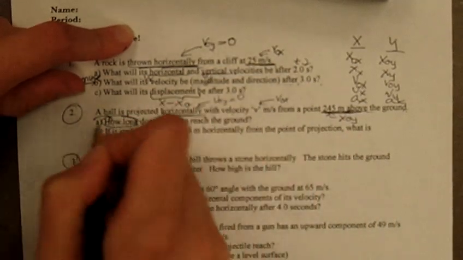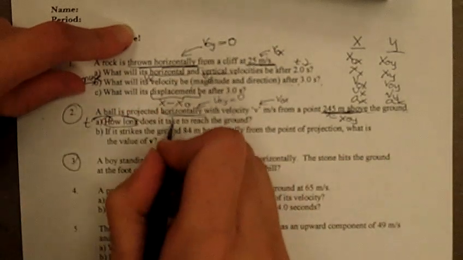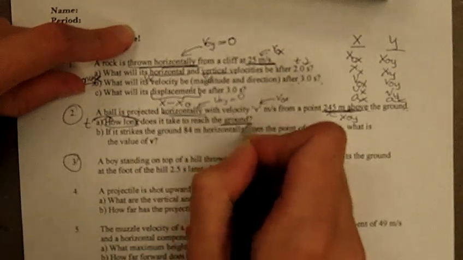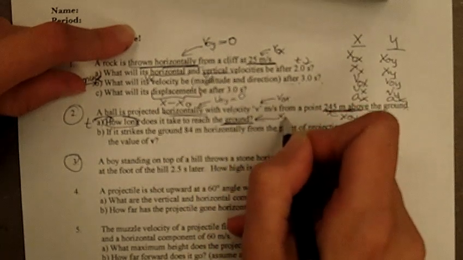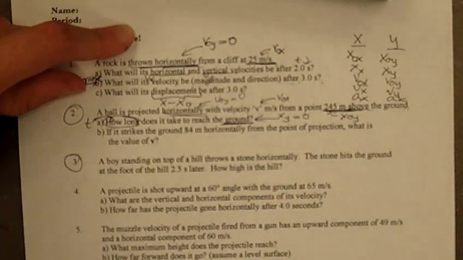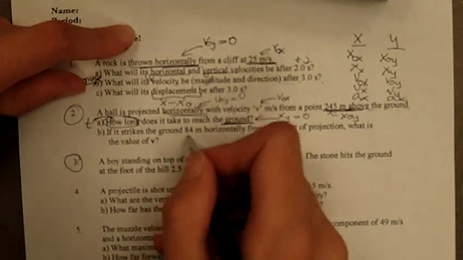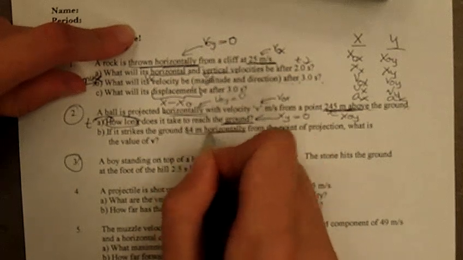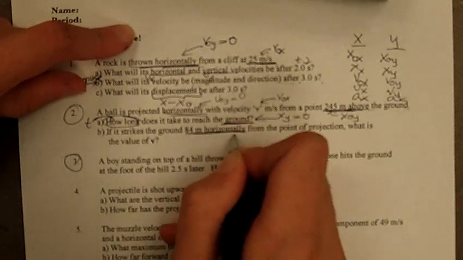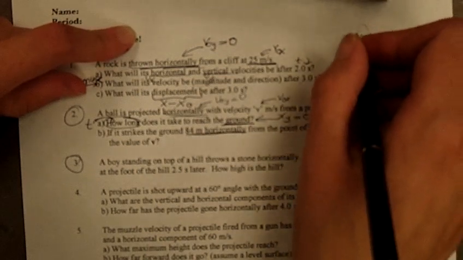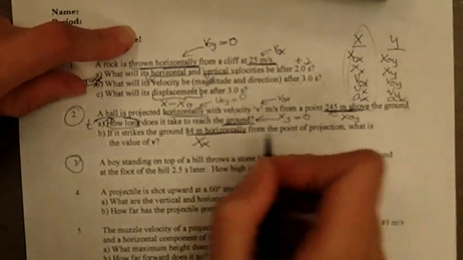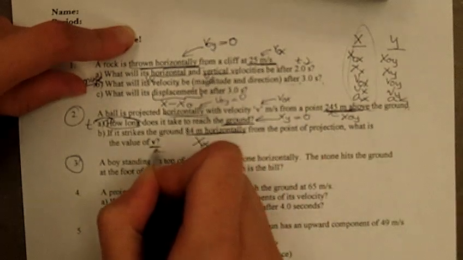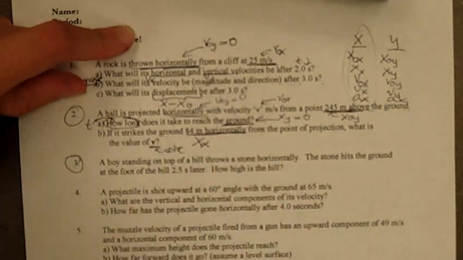How long does it take to reach the ground? How long tells me I'm looking for t. Take to reach the ground: ground means a height of 0, so I know my final y position is 0. If it strikes the ground 84 meters horizontally, the horizontal tells me it's my x side, so that's x x. From the point of projection, what is the value of v? I'm solving for v.